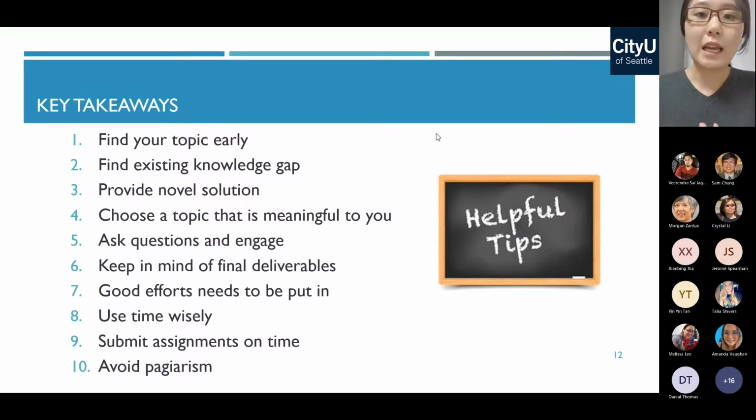So the key takeaway, these are the 10 tips that I have provided. Find your topic early, find existing knowledge gaps, provide a novel solution, choose a topic that is meaningful to you, ask questions and engage, keep in mind the final deliverables. Good effort needs to be put in, use time wisely, submit assignments on time, and avoid plagiarism.